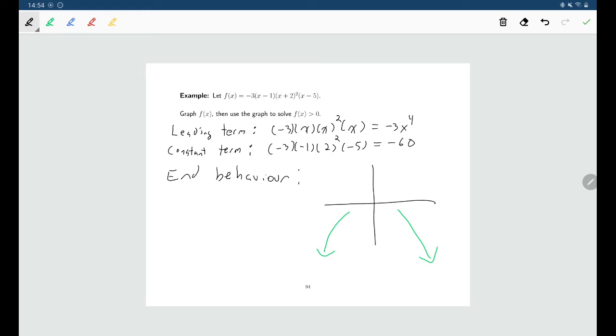The other fact that we have, courtesy of our constant term, is the y-intercept. For a polynomial, the y-intercept is found by finding the constant term. Since the constant term is negative 60, my y-intercept is the point (0, -60).